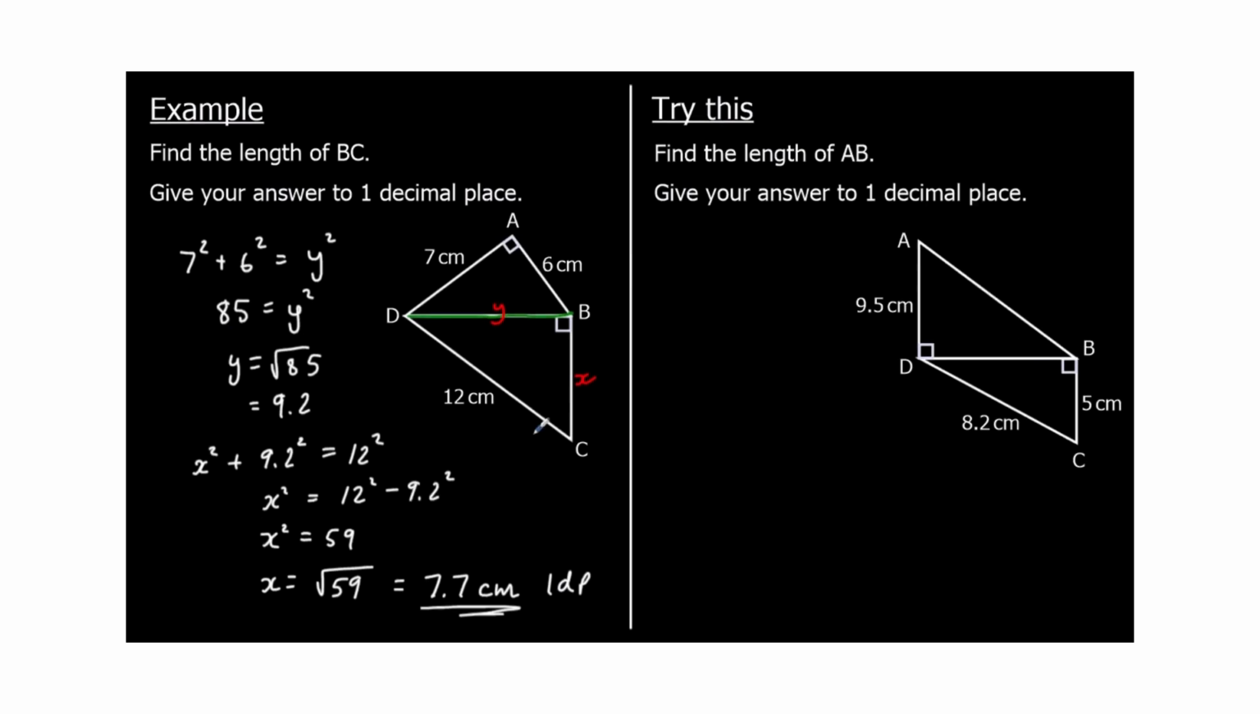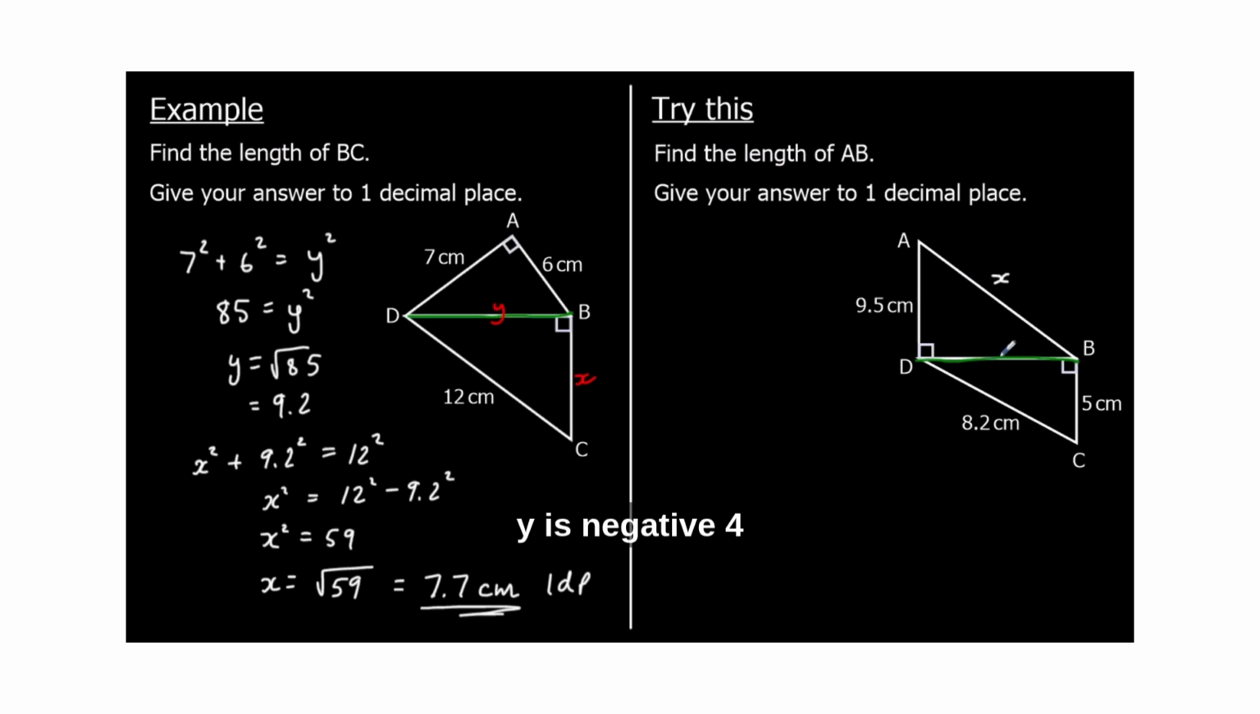Okay, a question for you to try here. So try and give this one a go. Again, we've got two right angle triangles joined together, and they've got a shared side, which is BD, and we're working out AB. So what we're going to do is work out the shared side first using the bottom triangle, and then use that to work out our unknown x in the top triangle.